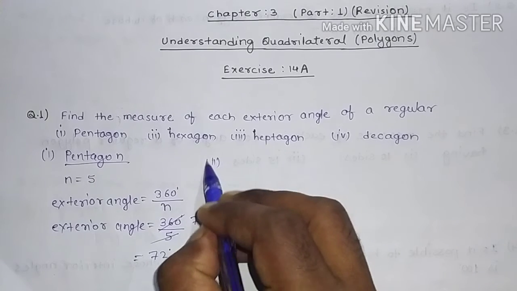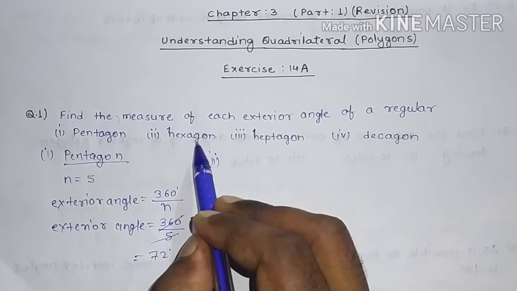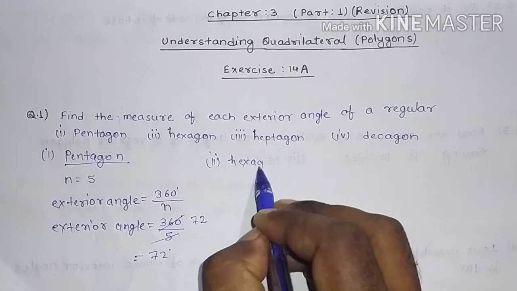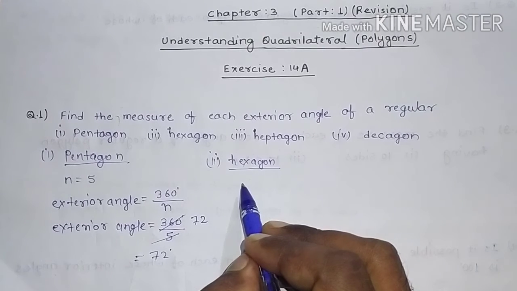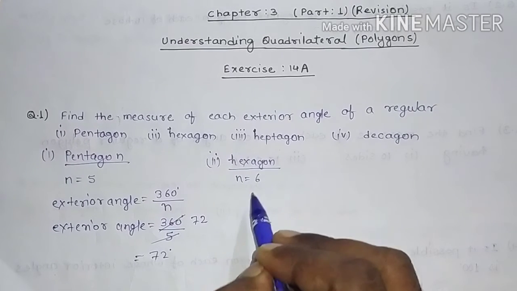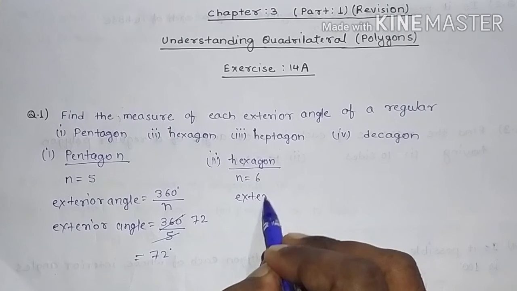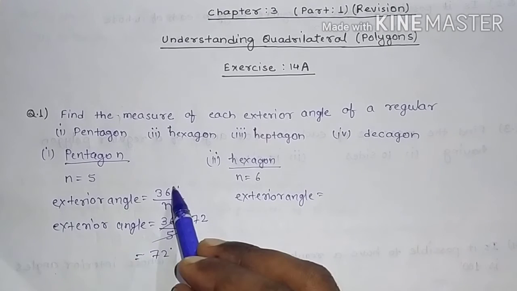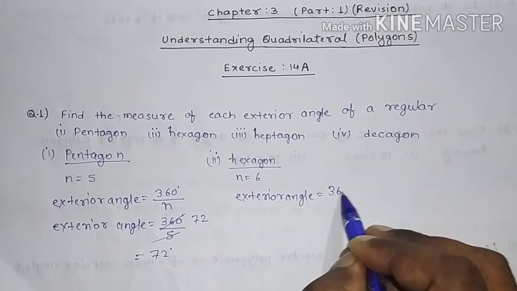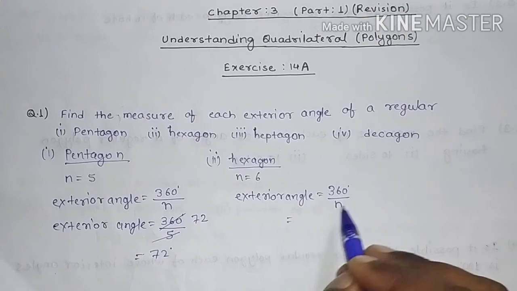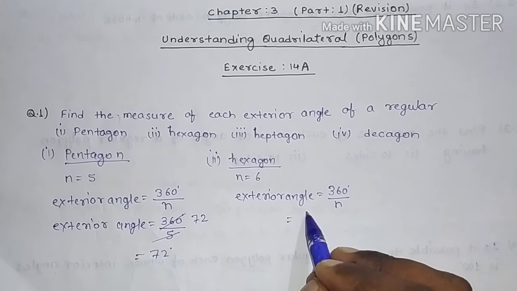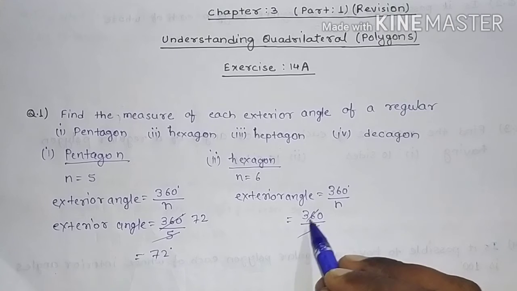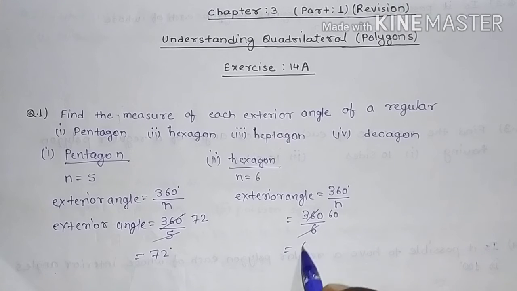Similarly, question number 2: a hexagon is given and we have to find each exterior angle. We know that a hexagon has 6 sides, so n equals 6. Again the same formula, exterior angle equals 360 degrees divided by n, and here n is 6. Put the value, 360 divided by 6. Now it will cancel out: 6 sixes are 36, and 0, so 60 degrees. The answer is 60 degrees.